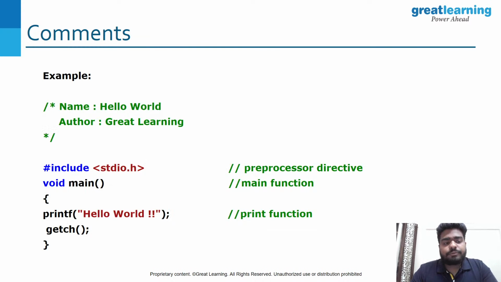One example I have shown here. If you can see, name hello world, author great learning. That's not code. I don't want to write that in my coding language. It's just for you guys that I have written this: the name of the file is hello world and the author is great learning. So I've given a comment there, slash star star slash, because it's multi-line. There are 2 lines. But if you look down, the green colors, preprocessor directive, main function, print function, those are single line comments. So I've only kept double slash.